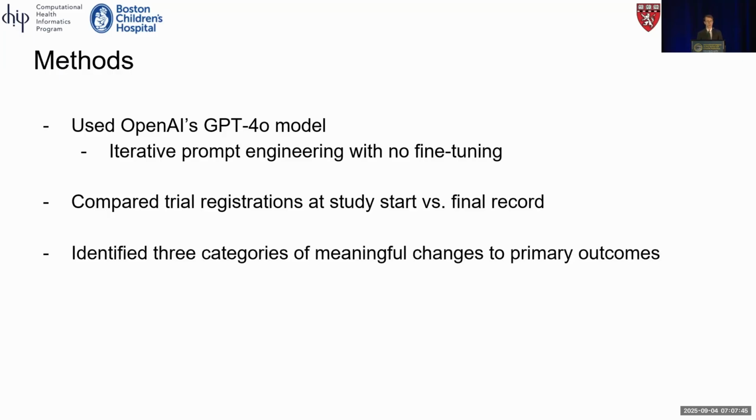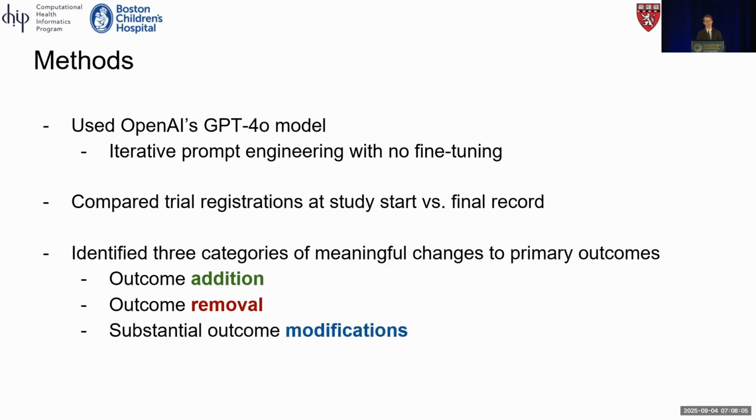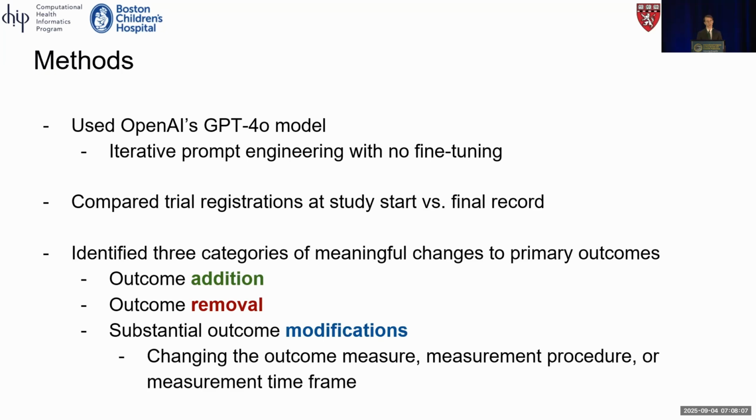For some trials, the primary outcomes are never edited after registration, but for those that are, we instructed our model to identify 3 different categories of changes. Outcome addition, so adding a new primary outcome that wasn't there before. Outcome removal, which is removing an existing primary outcome. And substantial outcome modifications, which we define as a change to the outcome measure, measurement procedure, or measurement timeframe.